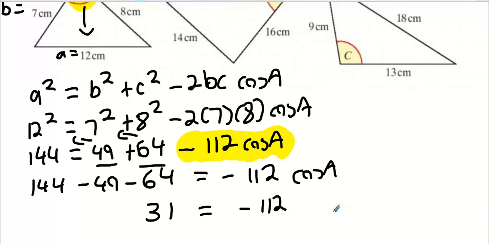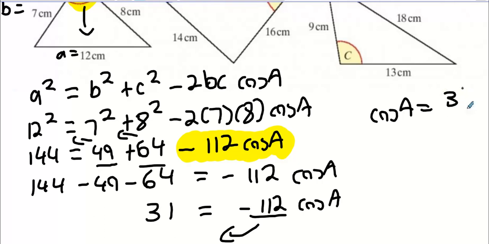Now, lads, what's the goal of the question again? A is what? An angle. What's the only way you finish angle questions? Cos inverse, sine inverse, or tan inverse. So let's get cos A on its own. How do you get cos A on its own? The minus 112 goes underneath, and what happens? Turns into division. Turns into division.